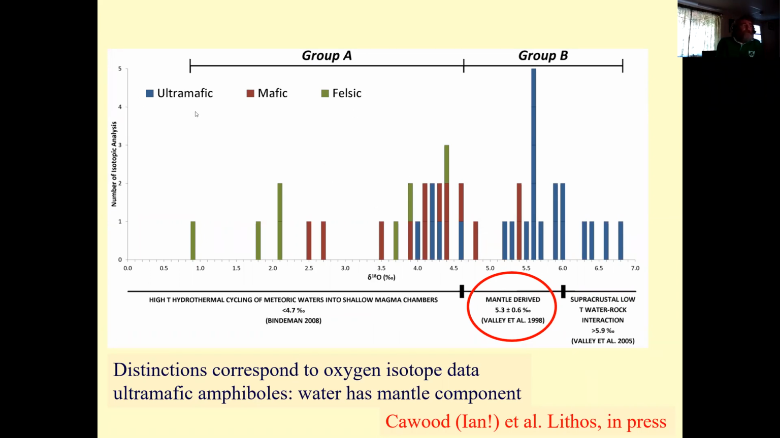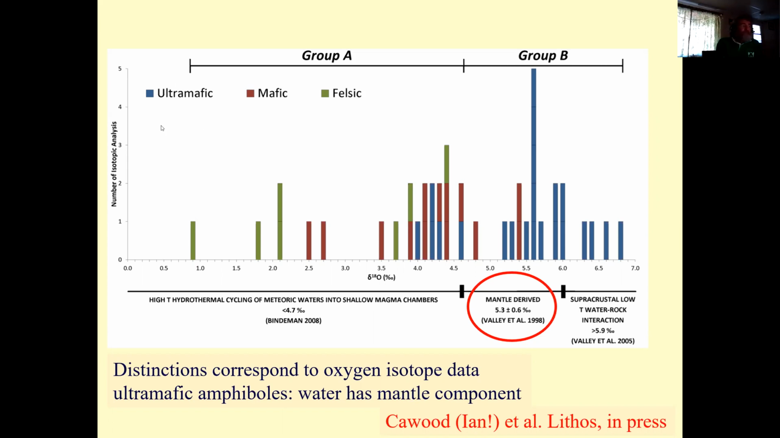And those of ultramafic composition have oxygen isotope values, plus 5, 6, et cetera, that are typical of mantle-derived water. Whereas the others, mafic to felsic compositions, show some evidence of interaction with the wall rock, hydrothermal cycling and meteoric waters, etc. So at least some of the amphiboles, the water in them has a mantle component, telling us there's some connection with mantle processes.